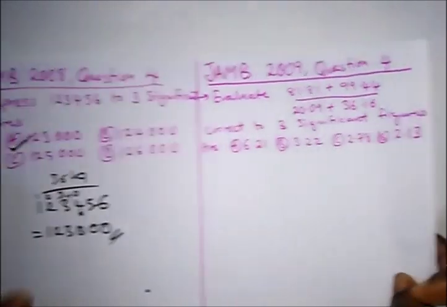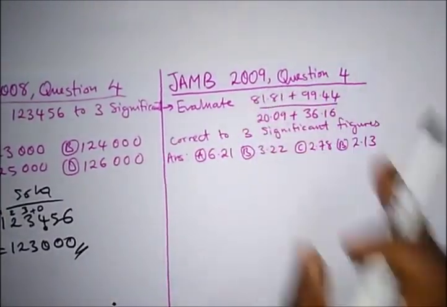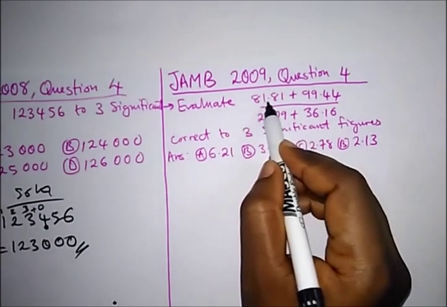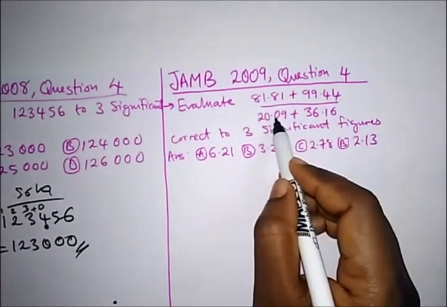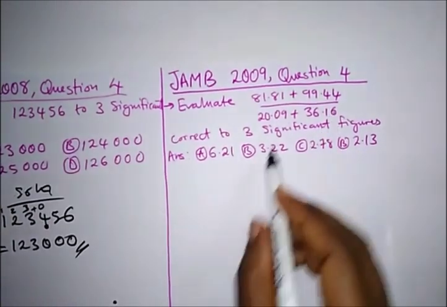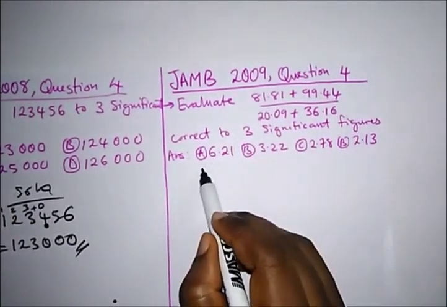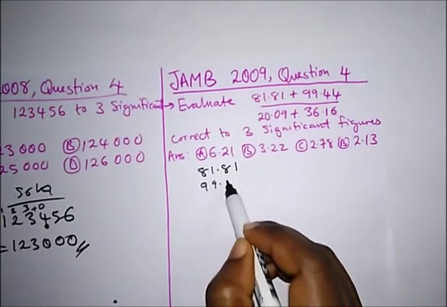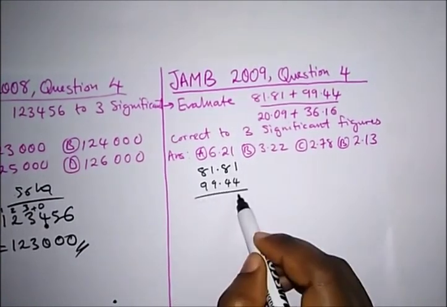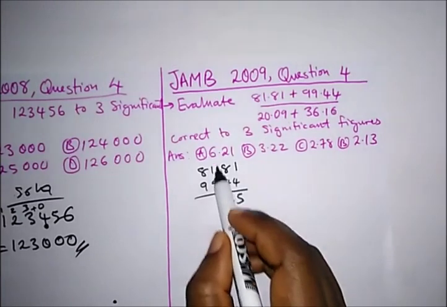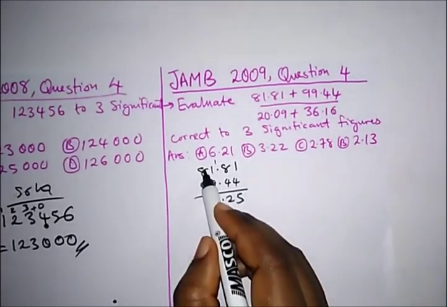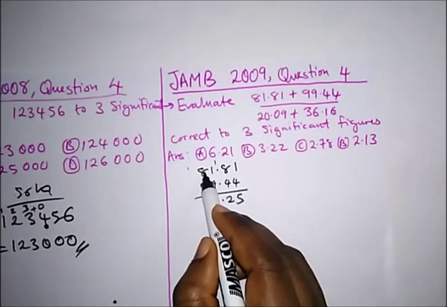Our next question says evaluate this. So what do we have here? We have to add this and also divide by the addition of this. So 81, let's just write this here, 81.81 plus 99.4. What would this give us? 5, 2.1, 10, 11, 1. Then carry 1 plus this will give us a 9.